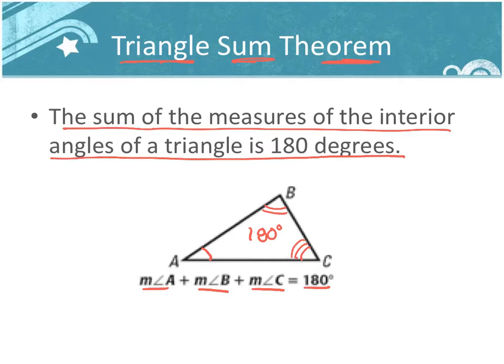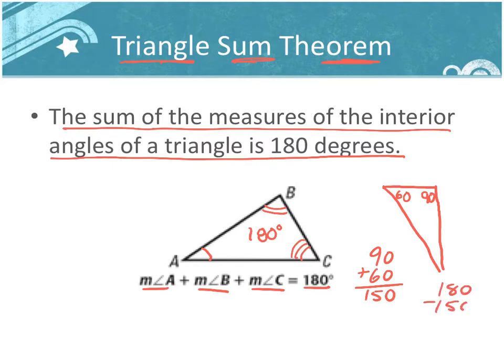So let's see something here. Let me draw a right triangle here. And I'm going to put 90 degrees there. And I'm going to put 60 degrees there. What would that last angle be based on this information? Why? Because I added 90 and 60. And then I did 180 minus 150, which means that has to be 30 degrees.